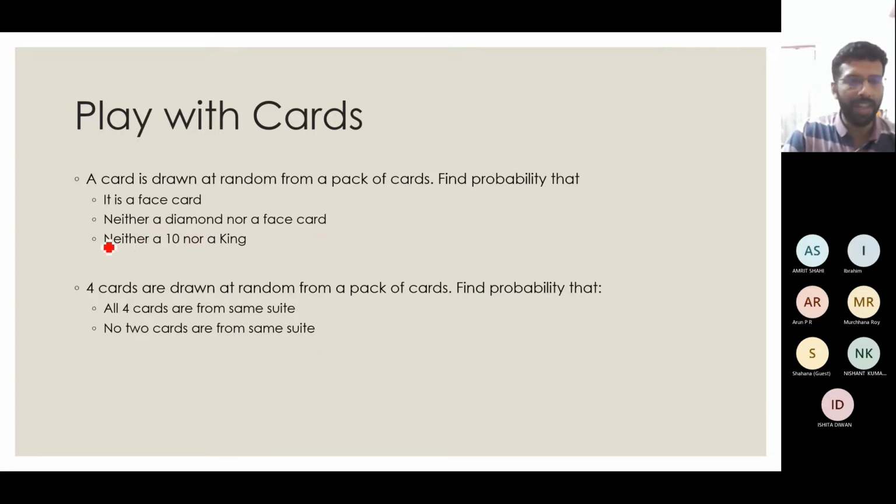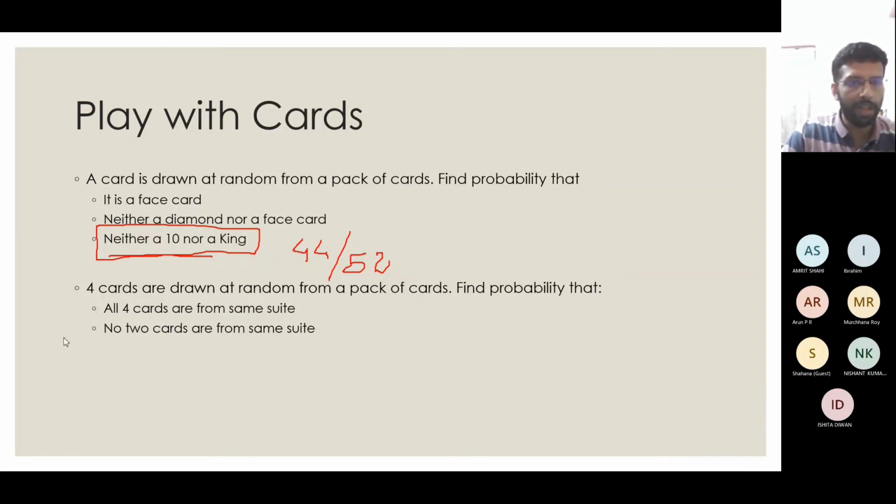You can write it on your own, the same way that we did now. What's the probability that it is neither a 10 nor a king? You can solve it the same way that we did. Finally, you will get the answer as 44 by 52. So you can just write it out the same way that we did the neither a diamond nor a face card problem. So we'll move to the next problem.